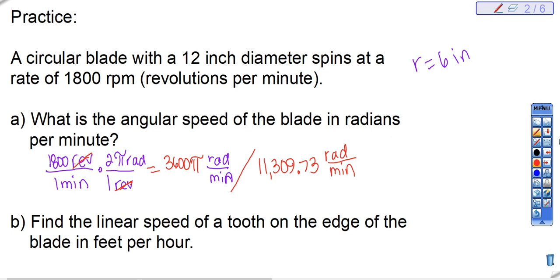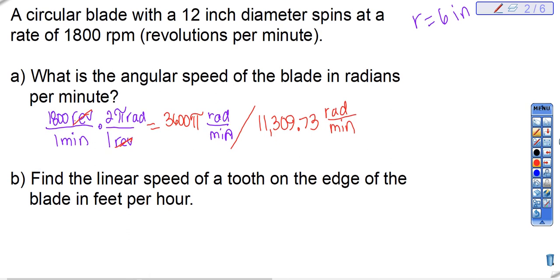Now let's look at B. B says, find the linear speed of a tooth that's on the edge of the blade. So that's at the end of the diameter, right? Okay, or at the end of the radius. But we want it in feet per hour. So our desired outcome is feet per hour. This is what we want our final dimensions to be measured in, feet per hour.